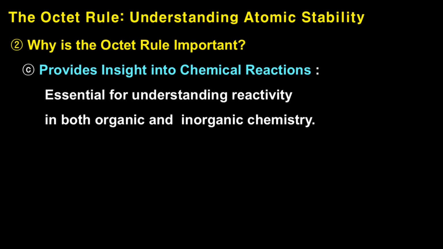And there's more. Understanding the octet rule helps us analyze how molecules react. It gives us a way to predict how bonds form, how they break, and what kind of chemical changes might happen. This is especially important in organic chemistry, where things like functional groups and reaction mechanisms all depend on how electrons are arranged and how stable those arrangements are.